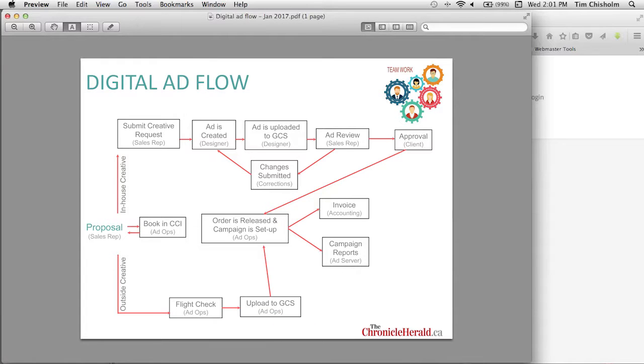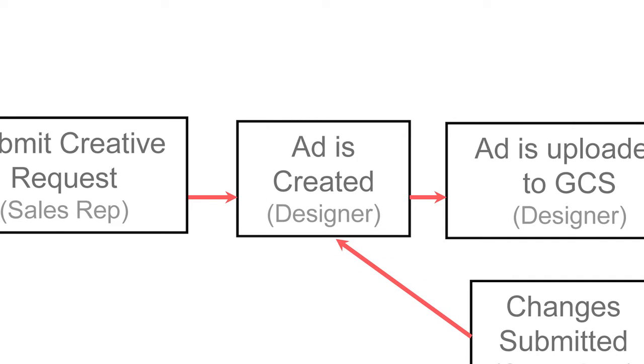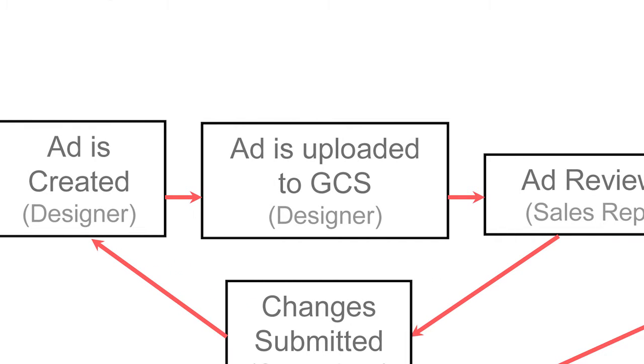If the client requires a creative be built in-house by one of our designers, the sales rep needs to submit a creative request form. A creative request form is designed to start the process for the creative portion of the campaign. Once the sales rep completes the form, ad production will assign a designer to the request and begin designing the ad. Once the ad is complete, the designer uploads the creative to GCS.